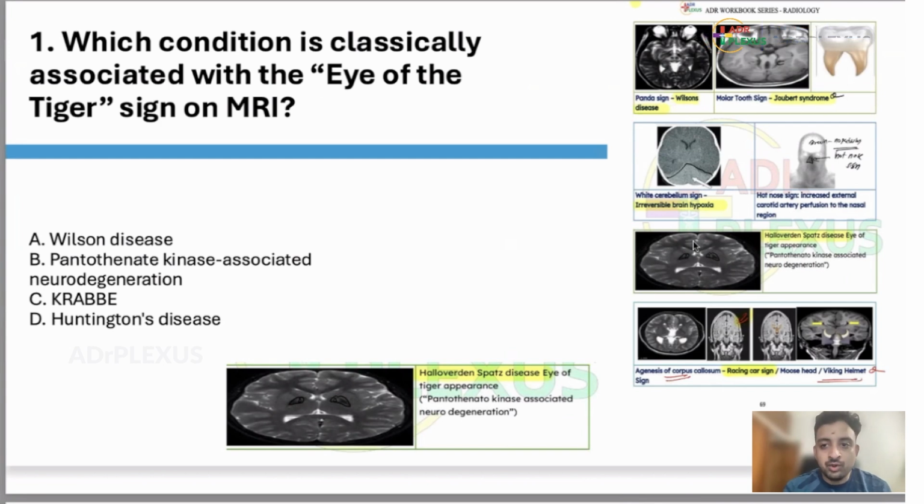Now, we already discussed Wilson's disease. In Wilson's disease, we will classically get the panda sign. Krabbe disease is different. We have discussed Krabbe disease when we discussed demyelination of the pediatric age group. Huntington's disease classically presents with boxcar ventricles. So here the answer is B, pantothenate kinase associated neurodegeneration.